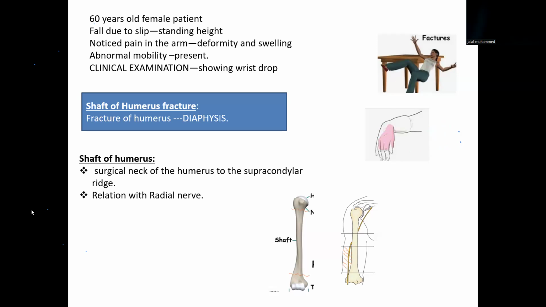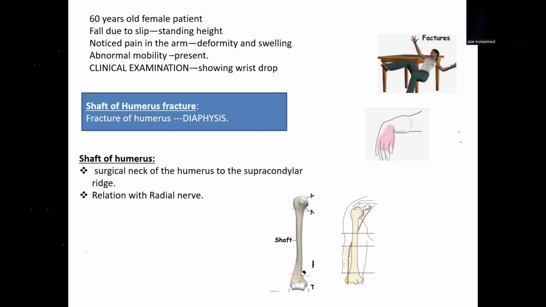For two things you need to remember anatomically. One is, what is the extent of the shaft of the humerus? The shaft of the humerus starts from the surgical neck. Above the surgical neck, it is a proximal humerus fracture. Below the surgical neck, we have the shaft of the humerus till the upper end of the supracondylar ridge. Below this will be the supracondylar fracture and above this will be the proximal humerus fracture. So the shaft of the humerus extends from the surgical neck to the supracondylar ridges.